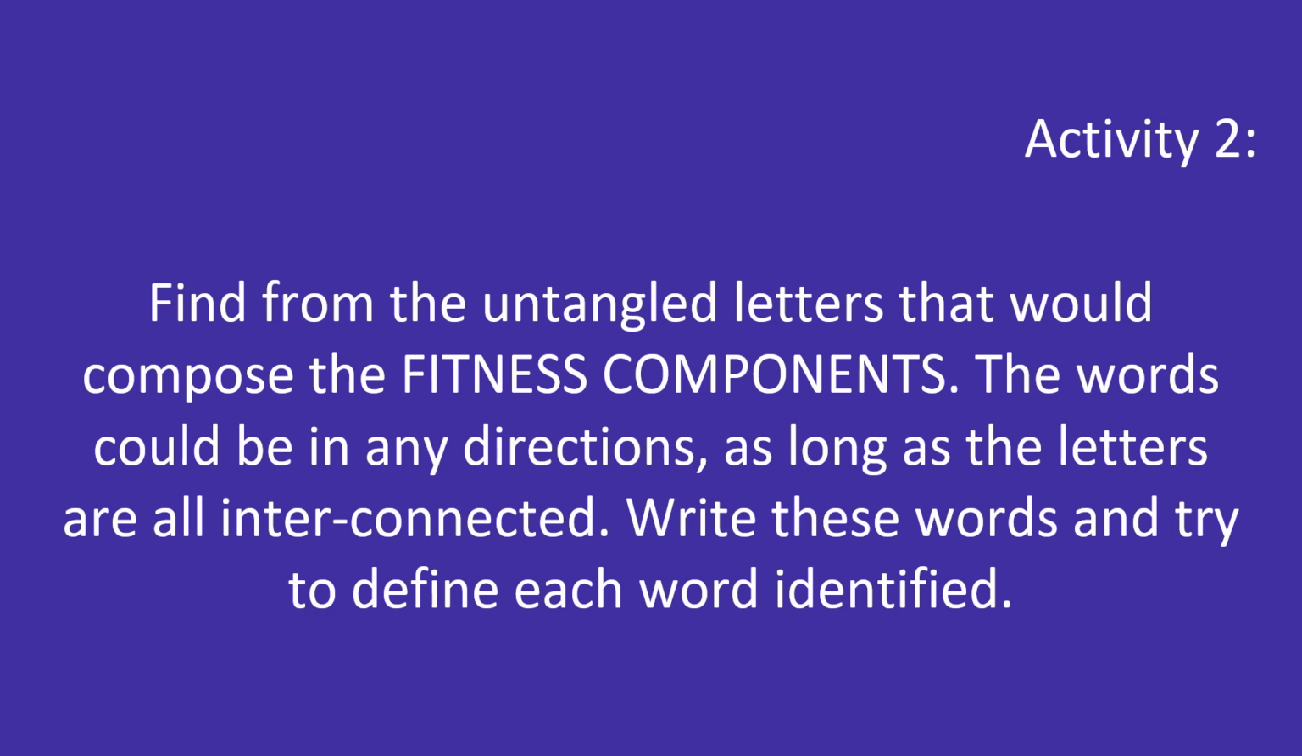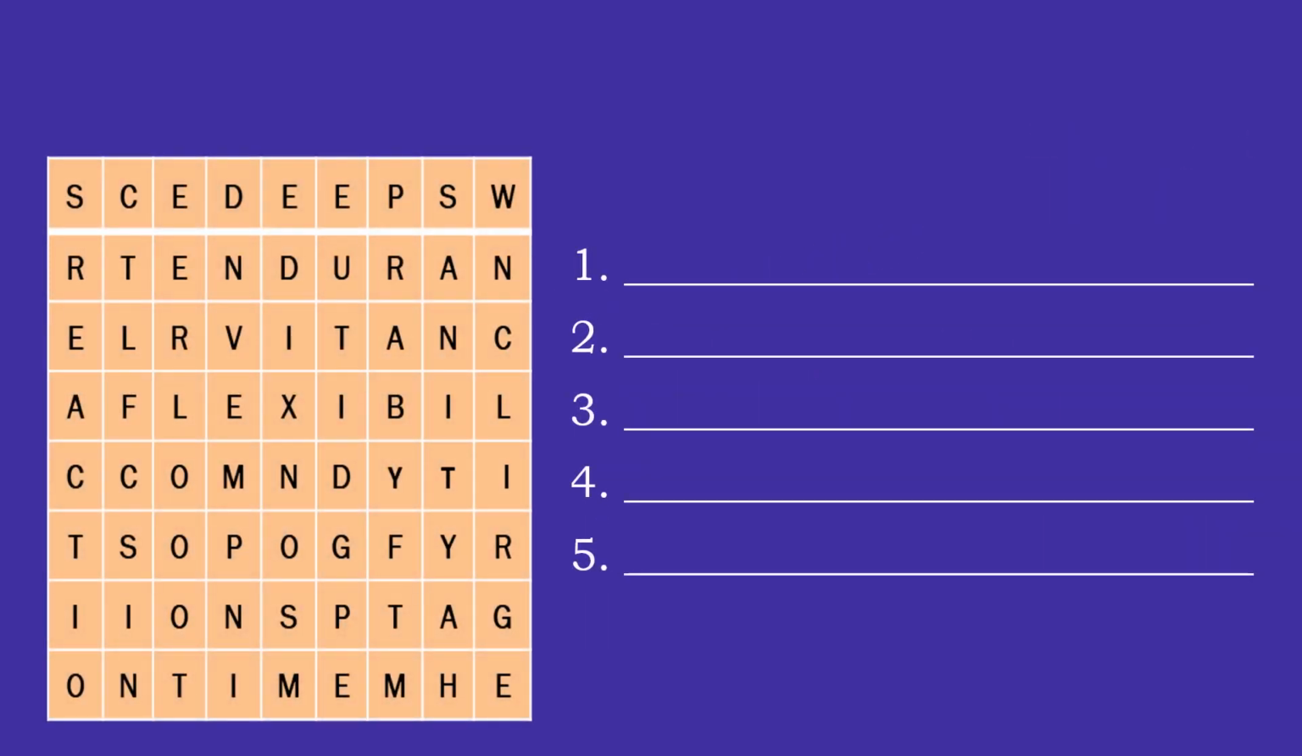Activity 2. Find from the untangled letters that would compose the fitness components. The words could be in any directions as long as the letters are all interconnected. Write these words and try to define each word identified. There are 5 fitness components that can be found in the letter puzzle. Write it in your notebook and define each.